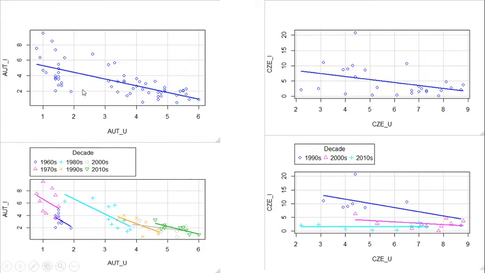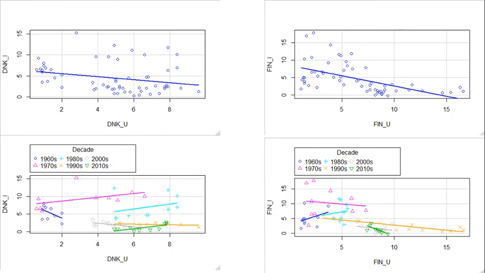So here we have Austria and the Czech Republic. It clearly shows some kind of Phillips curve, or at least some sort of negative relationship as expected. And here I've broken it down in R by decade as well, to see if there are any changes over the decades. For Austria, it looks pretty consistently negative. Czech Republic, to some extent, too, although of course there's less data for the Czech Republic.